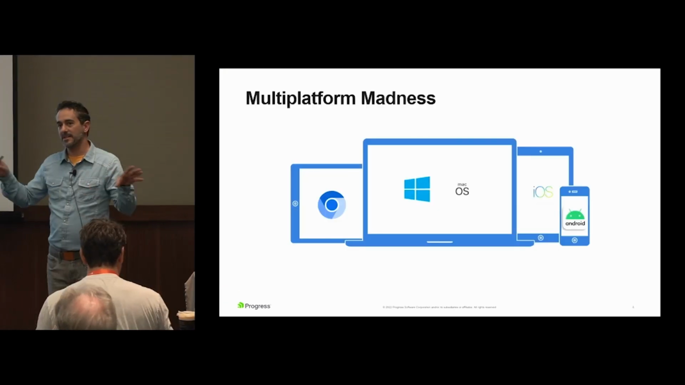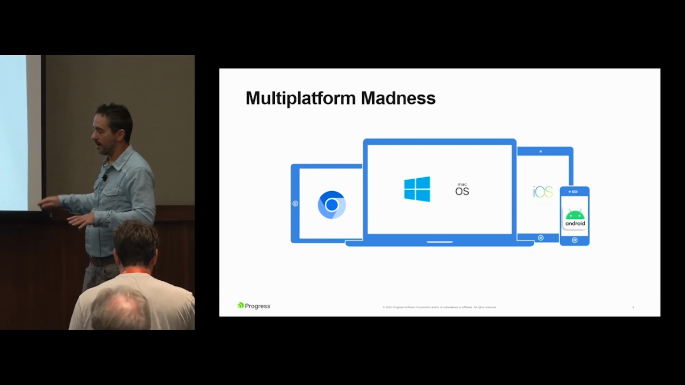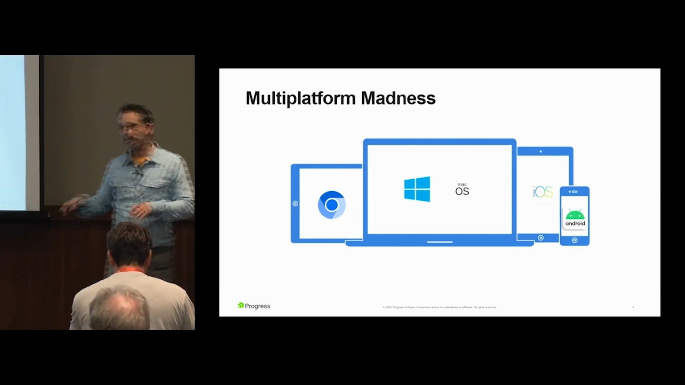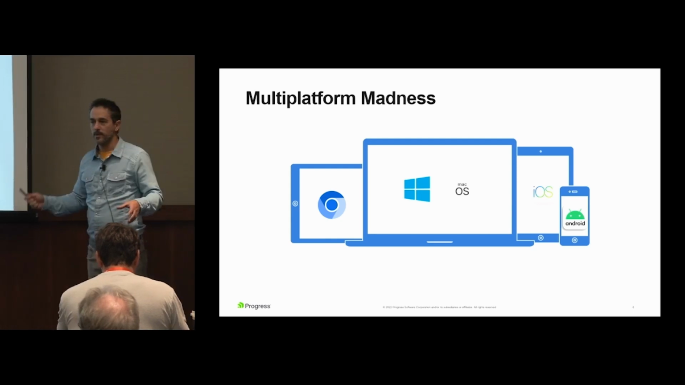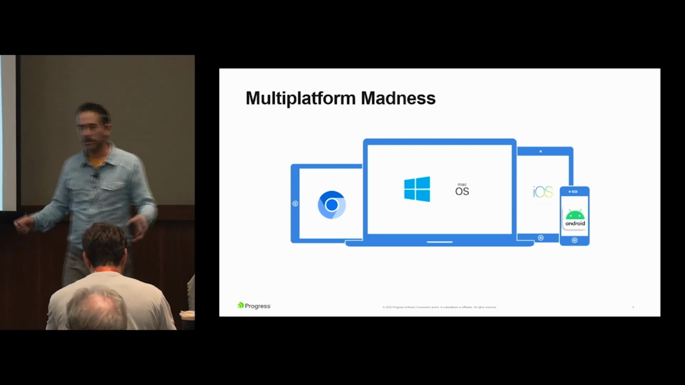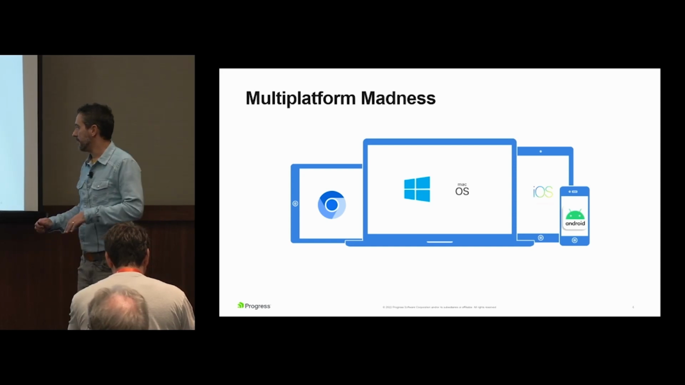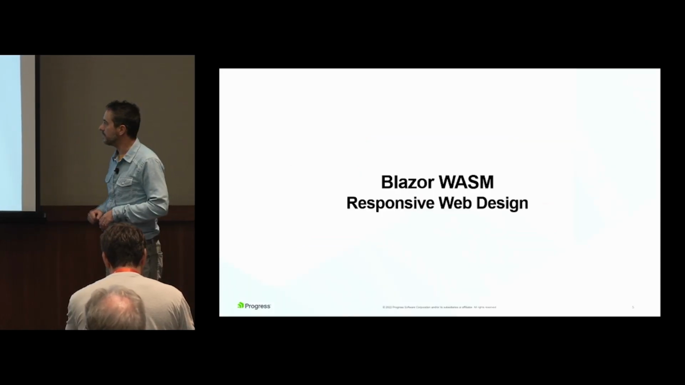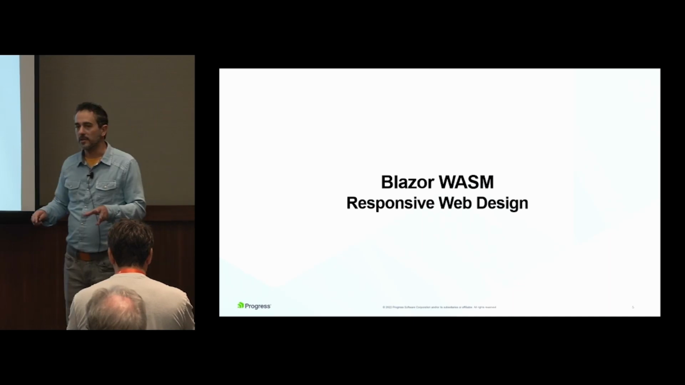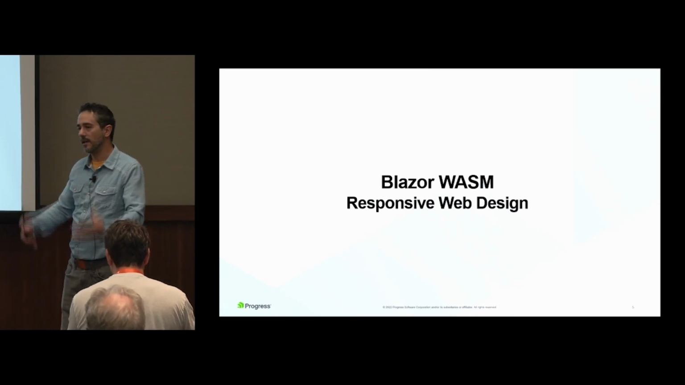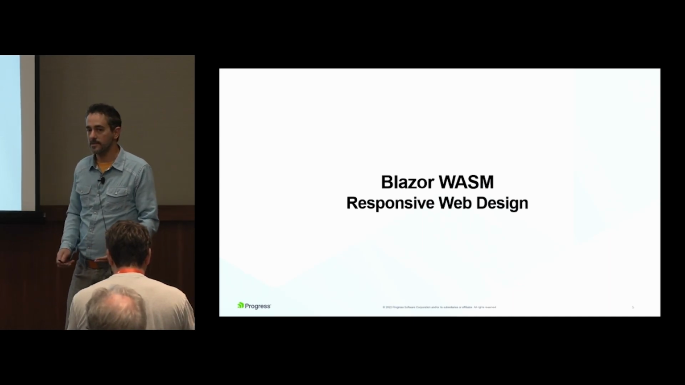So we're trying to target everything: web, desktop, and mobile, iOS and Android, macOS and Windows, all from one single code base. It's like the multi-platform of madness out there. There's a lot of different targets to hit. And one of the ways that we can do that is just by making our Blazor applications responsive.